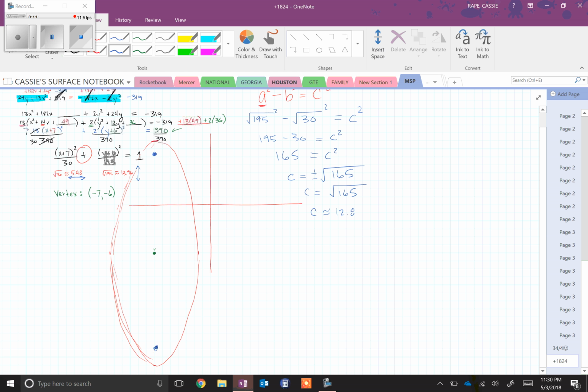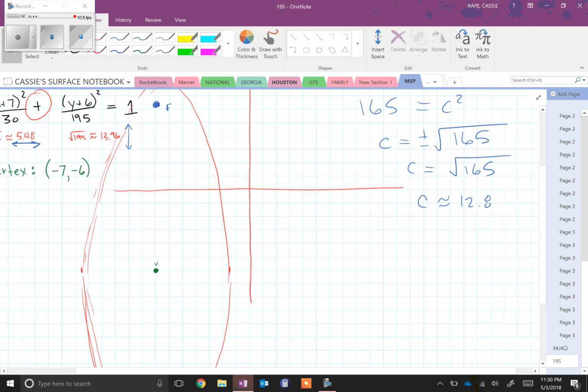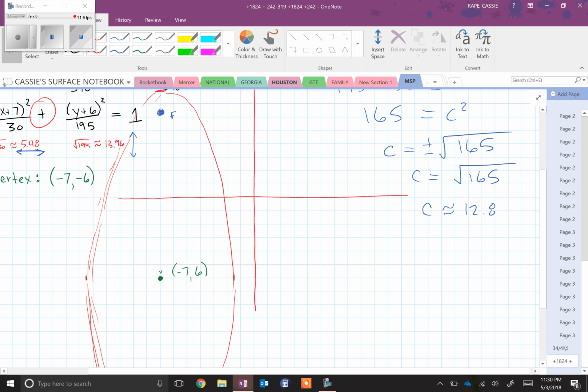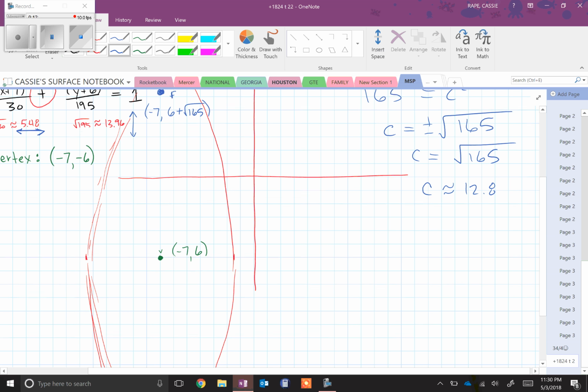So if you wanted to write this in shorthand rather than with decimals, the focus here is going to be up square root of 165 from the 6. So the focus here, you could say, is -7, because they're all at the x value -7, comma, 6 plus the square root of 165. And the only difference for the other focus is that you went down, so you will say 6 minus the square root of 165. So (-7, 6 minus the square root of 165).